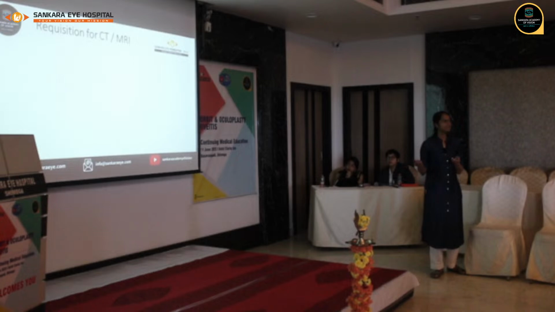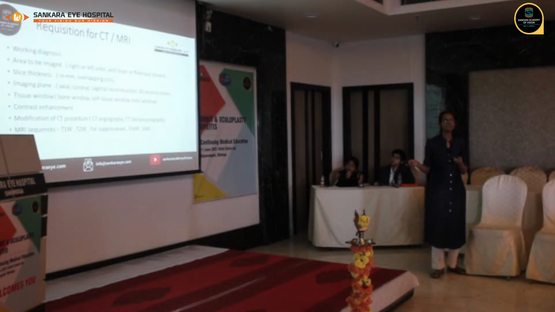And how do you write a requisition? Everything I have mentioned should be there. First is your working diagnosis. Next, along with the working diagnosis, you will have a differential diagnosis that has to be put in. And then, which part is your area of interest, whether it's the right orbit or the left orbit.